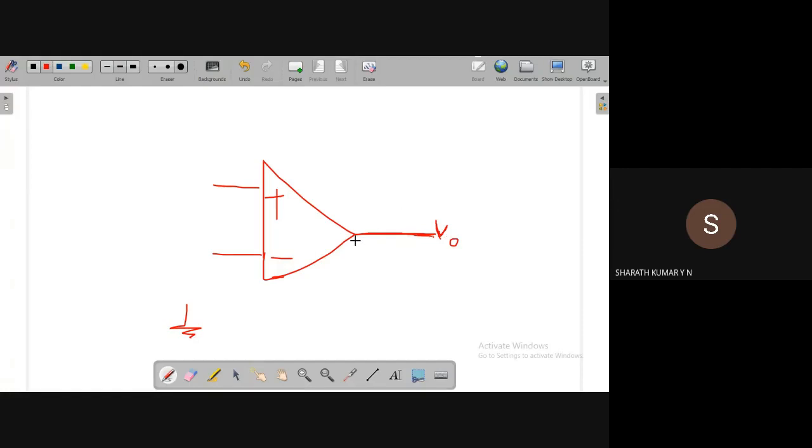How do we measure voltage? Voltage is always measured across a conductor. If you measure voltage at this point and the ground, the measurement is not proper. If you measure voltage across this, we are measuring the voltage across this conducting wire. So a load is connected to the ground, and voltage is measured across this load. V0 is measured across this load.